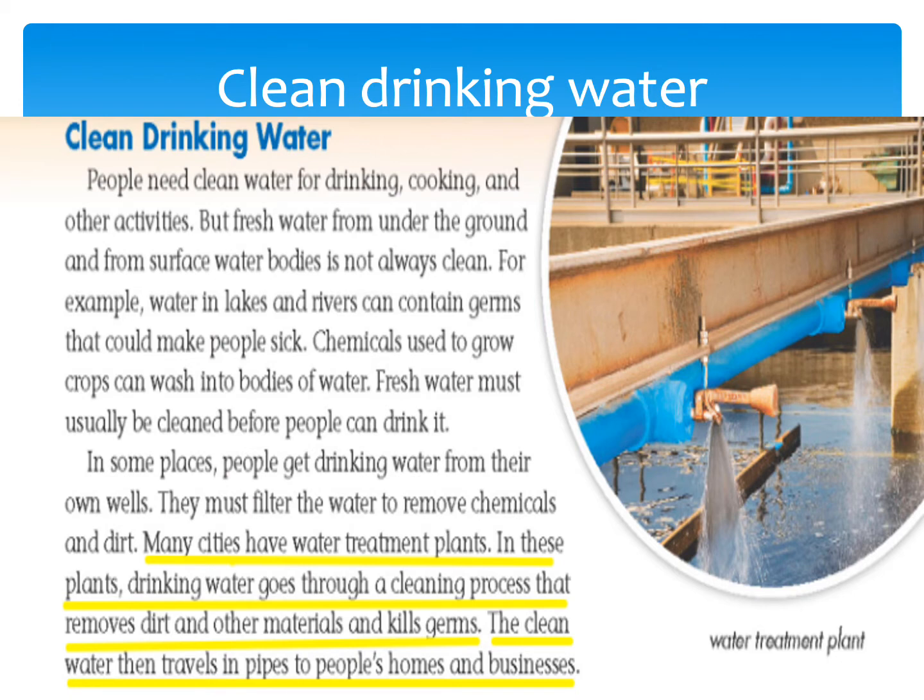What does this mean? I know you might be confused by what we mean by plant here. Plant here is a kind of steps or levels. What happens in the water treatment plants? This is a kind of process. The drinking water goes through a cleaning process that removes dirt and other materials and kills germs. Then the clean water is pumped into people's houses through pipes.